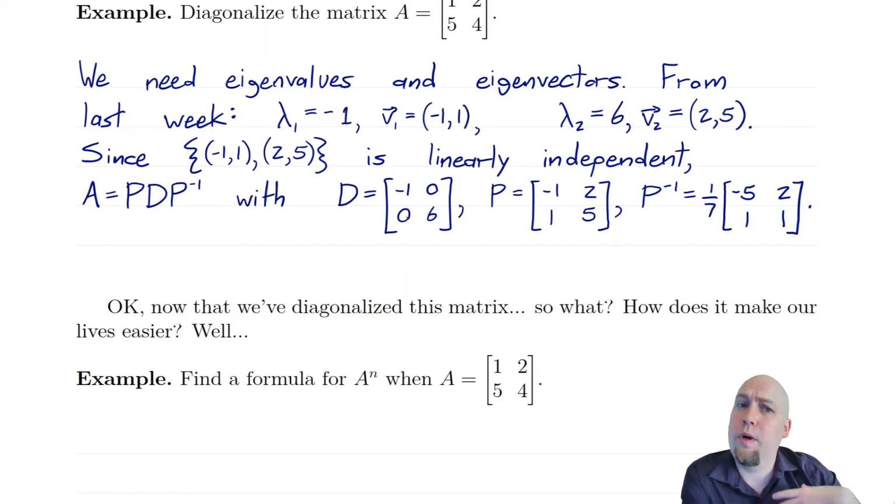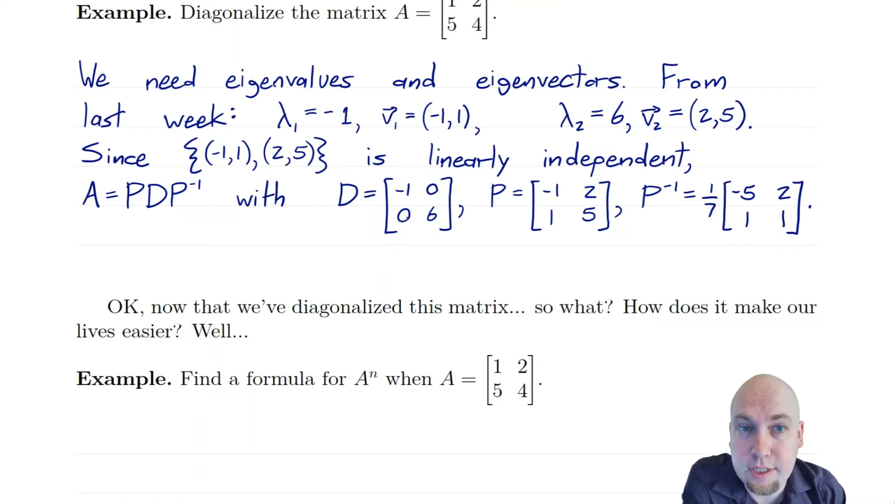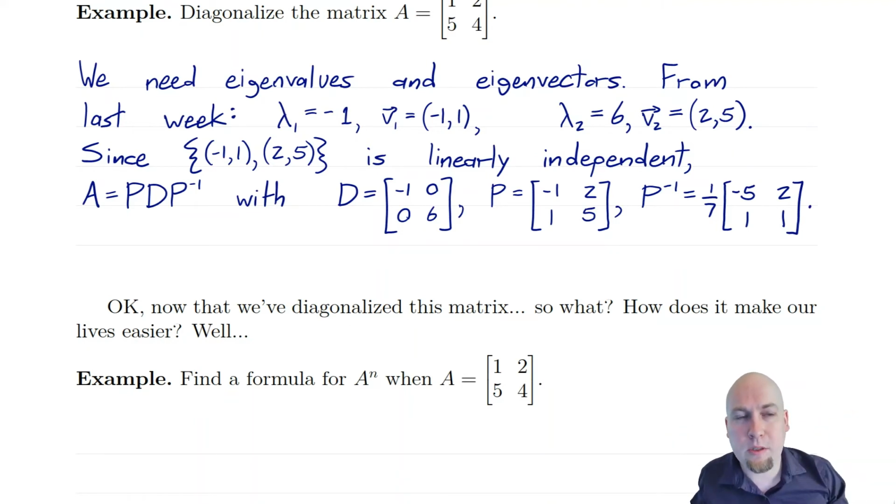All right, well, what can we do with this diagonalization? Like we said earlier, one of the nice things you can do with diagonalizations is compute large powers very, very quickly. So we're not going to compute a particular large power, but rather we're going to come up with an explicit formula for any power of this matrix. All right, so that's going to be our next example.